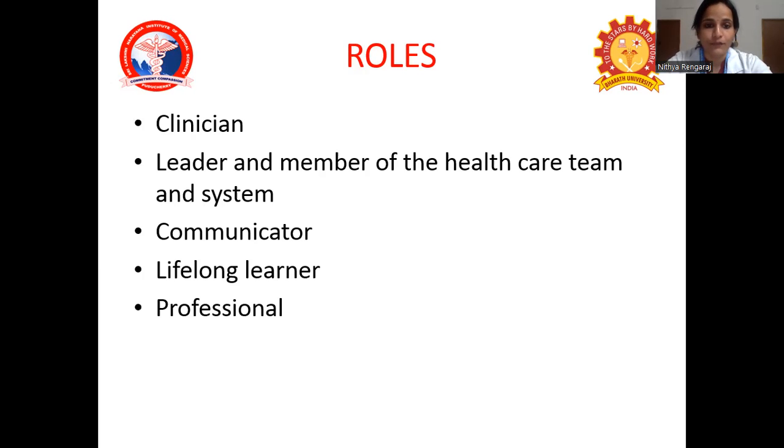Fourth one is a lifelong learner. So you know that medical education is not one-time learning. You need to be continuously upgraded with what is happening in your field of medicine. So the knowledge and skills have to be updated every day, now and then. Finally, we need to be very professional, which includes being ethical, empathetic, etc. So a good Indian medical graduate should possess all these roles.